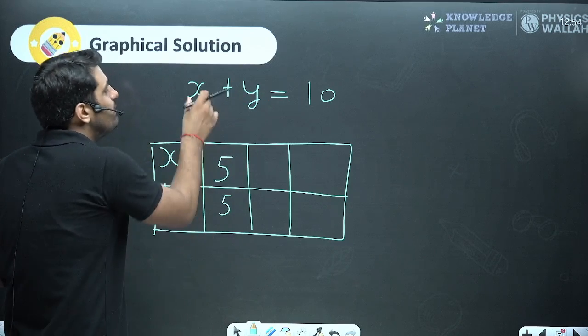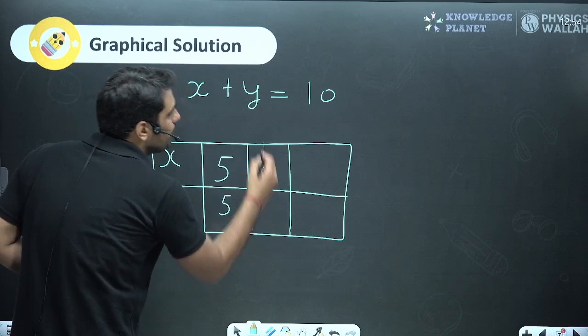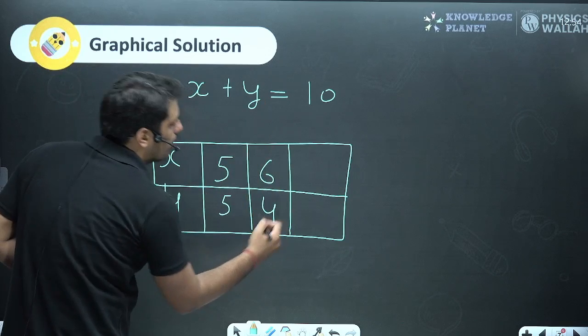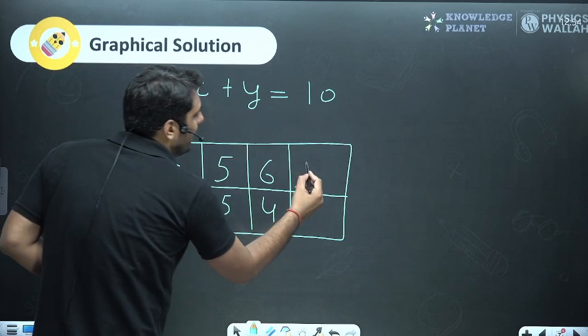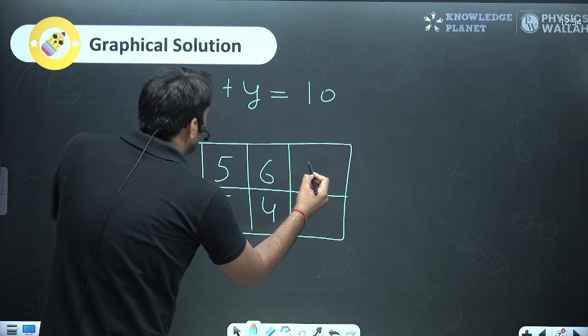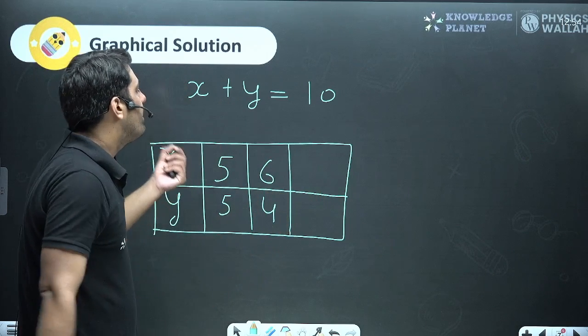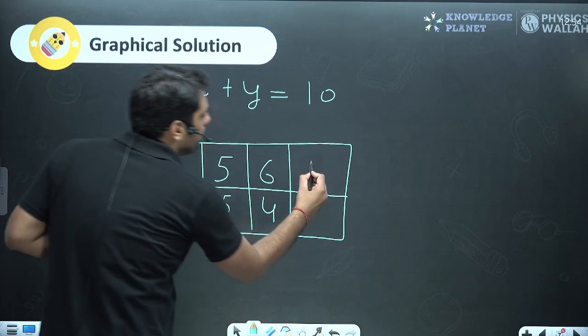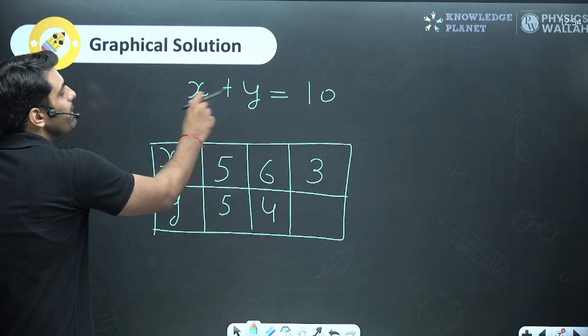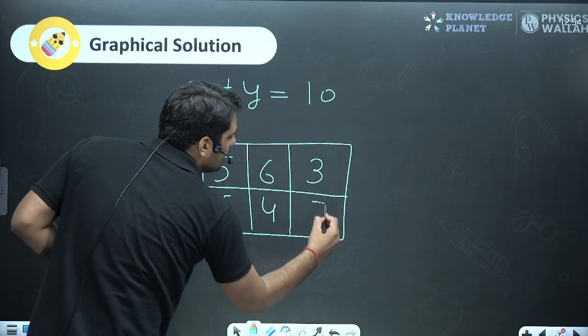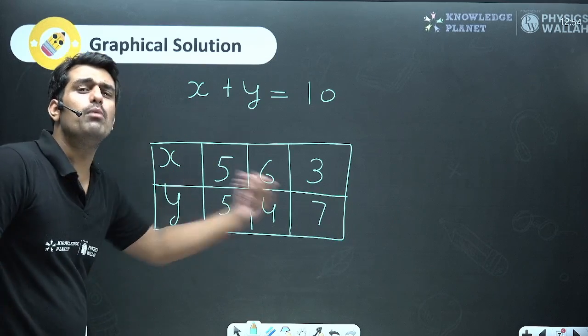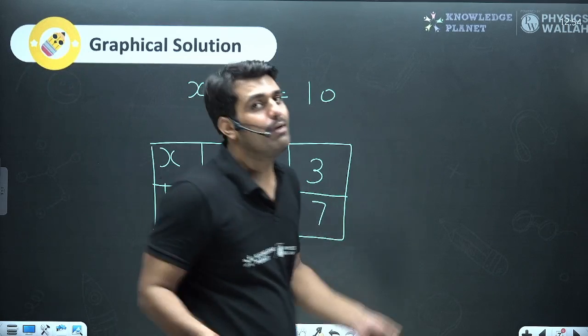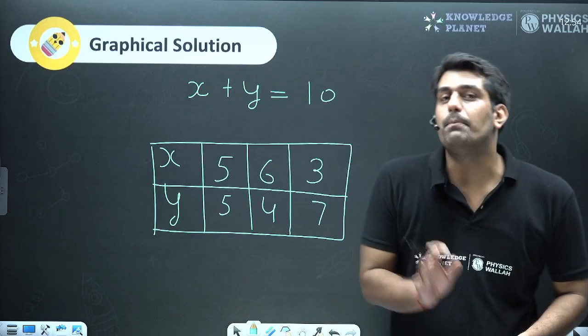If x is 5, the value of y comes out to be 5. If I say x is 6, what will be the value of y? The y value comes out to be 4. If I say x is 7, the value comes out to be 3. Or let's say x is 3, the y value will be 10 minus 3, that means 7. Very simply, you can find multiple points and move on to the plotting.